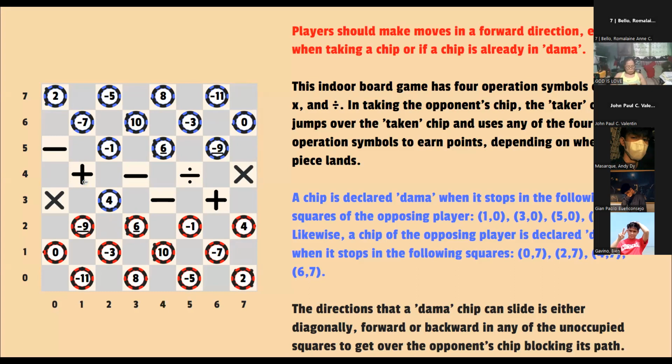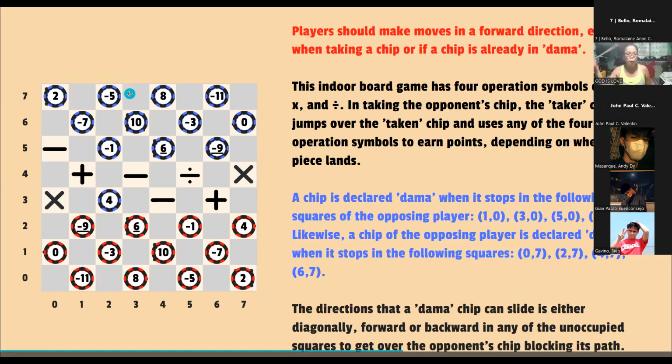Kada kain mo, madadagdagan or mababawasan yung points mo. So, a chip is declared dama when it stops in the following squares of the opposing player: 1,0, 3,0, 5,0, 7,0. Likewise, a chip of the opposing player is declared dama when it stops in the following squares: 0,7, 2,7, 4,7, or 6,7. So, bale, magiging dama lang yung chip mo kapag yung chip na yun is nakapunta sa other side ng board.